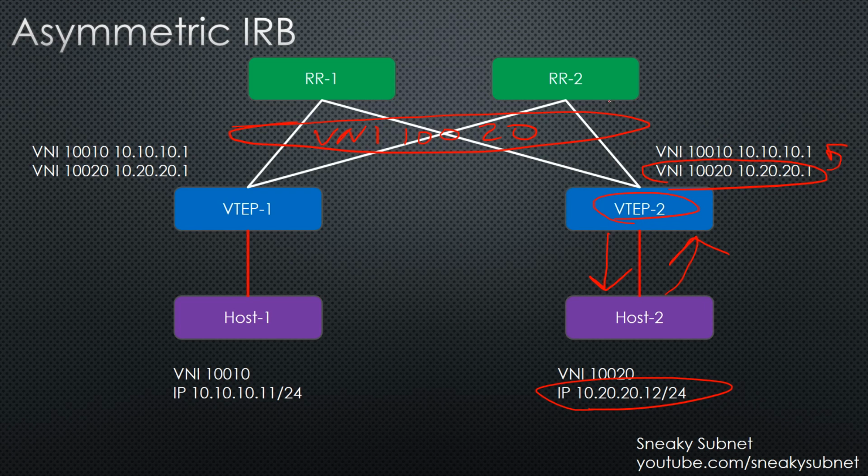And after that, again, it bridges the traffic over the overlay, and it uses VNI 110. Because at first it routes from that VNI to this VNI, and inside VNI 110, it bridges it to VTEP number 2.